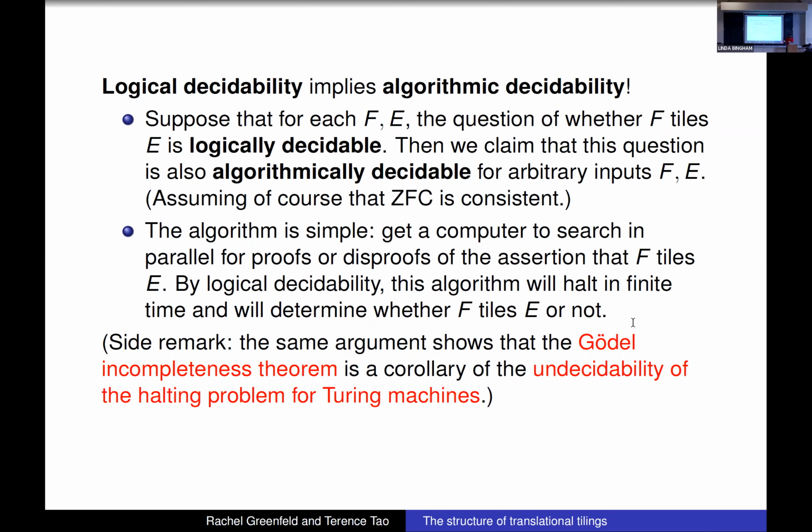Okay, just as a side remark, this also gives you one of the quickest proofs of the Gödel incompleteness theorem, that there are sentences in the world which are not logically decidable. Because thanks to the algorithmic undecidability of the Turing machine problem, there exist problems that are algorithmically undecidable, and hence by this argument, there also exist sentences that are logically undecidable. So that's one connection between these three questions.